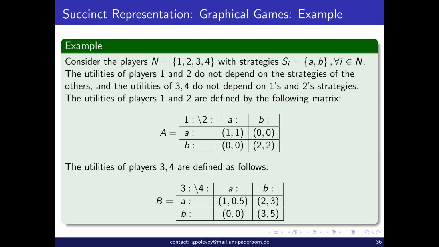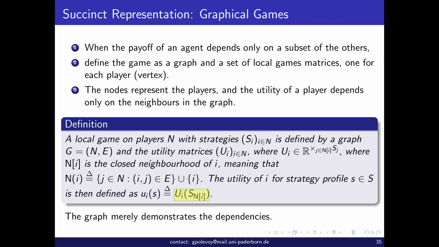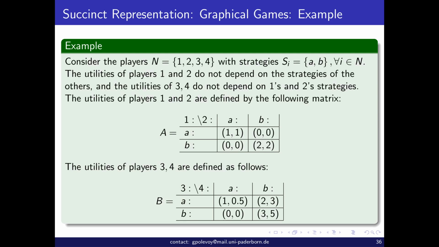It's going to be a non-connected graph. The dependency graph does not have to be connected. Unlike the play graph of the extensive game, the dependency graph can be disconnected. It's actually very nice if it's disconnected. It's probably not realistic, but it's nice. So the utilities of players 1 and 2 are defined by the matrix, which only takes as inputs their own actions, and the first number is what 1 gets, the second number is what 2 gets. Only look at this game.